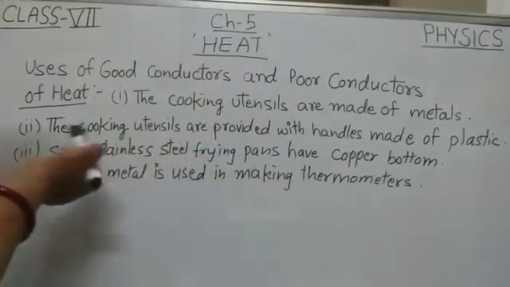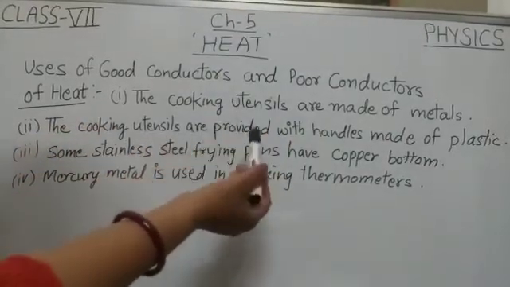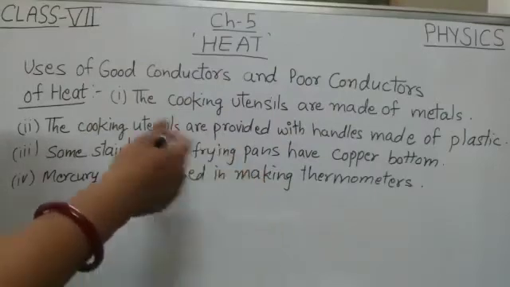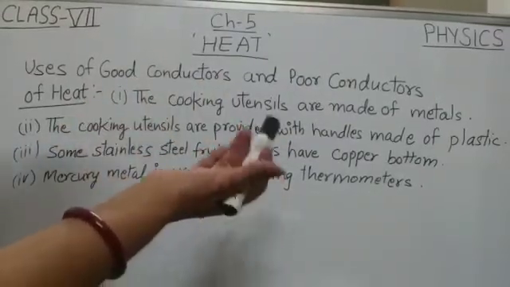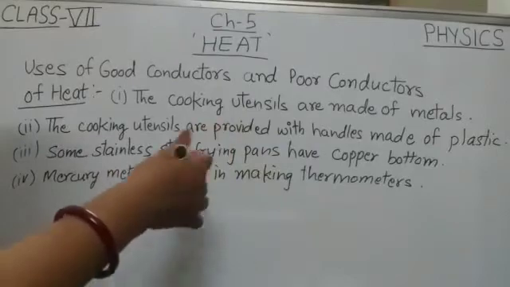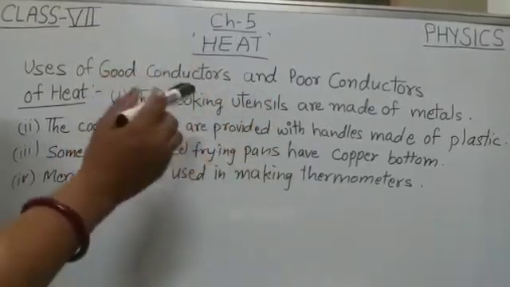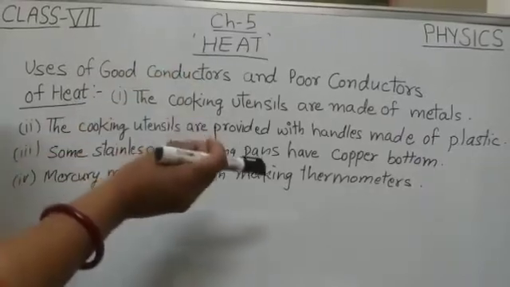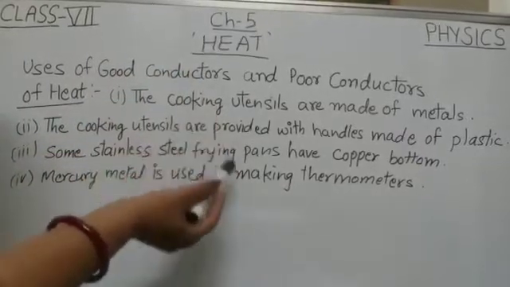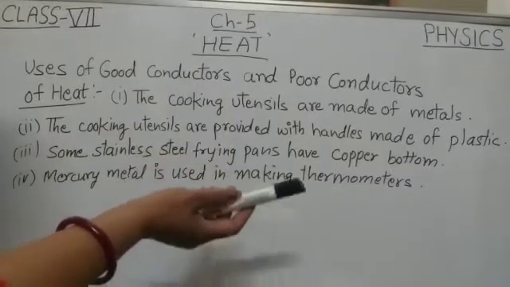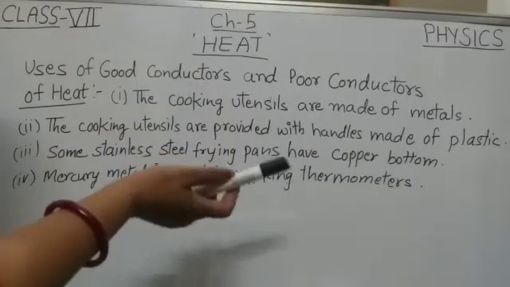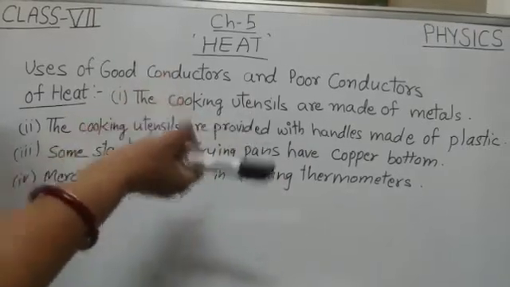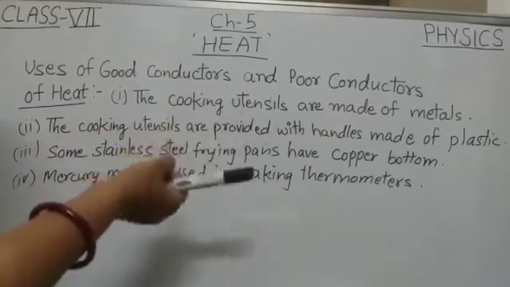Okay. Now second one, the cooking utensils are provided with handles made of plastic. So it can come, why the cooking utensils are provided with handles made of plastic. So you will give the reason. This is because plastic or wood is a poor conductor of heat. A plastic handle prevents the heat from the hot cooking utensil reaching our hand, so that we can lift the hot cooking utensil safely from its handle.